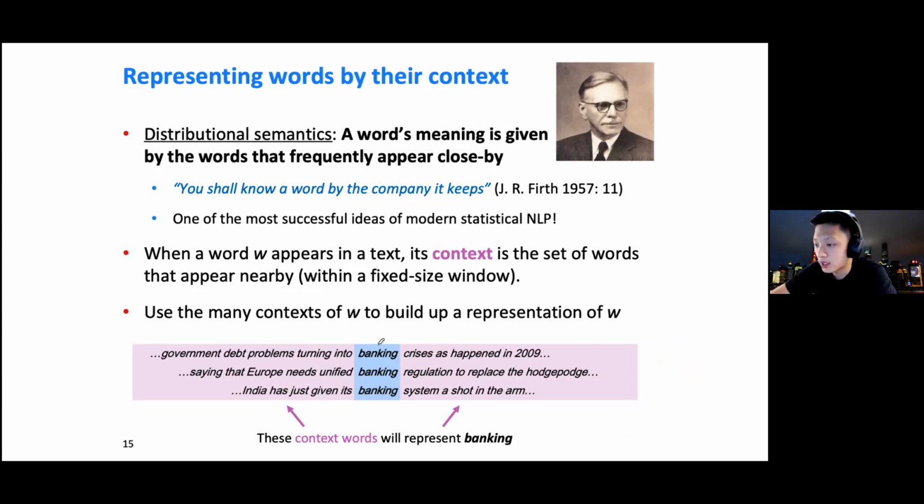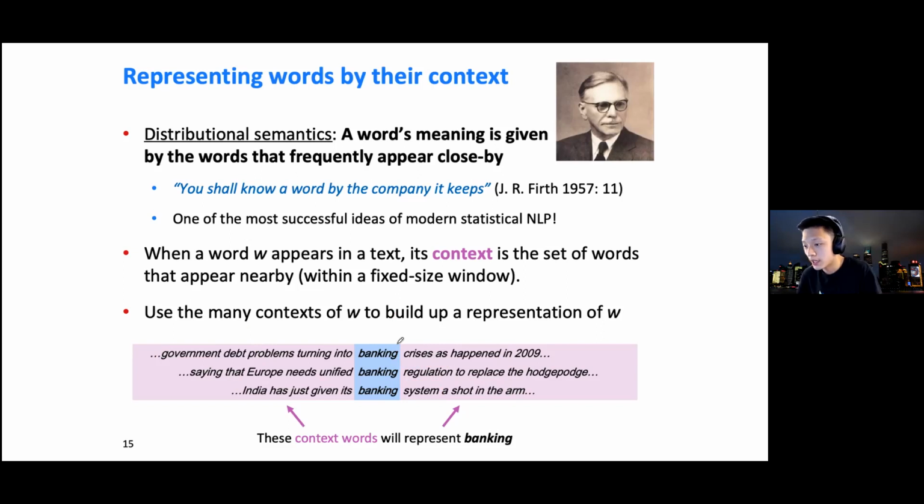And the way that we represent banking should be determined by the words that come next to it. For example, we clearly know that this banking is of the form of the financial institution, because we're talking about regulation. There's a whole lot of talk about regulating banks. India has given its banking system, a system. None of the other definitions of banking fit a system, I don't think. A banking crisis. We already know what happened in the financial crash, 2008, 2009, government debt. So all of these context clues can tell us that banking is referring to the money management institution.